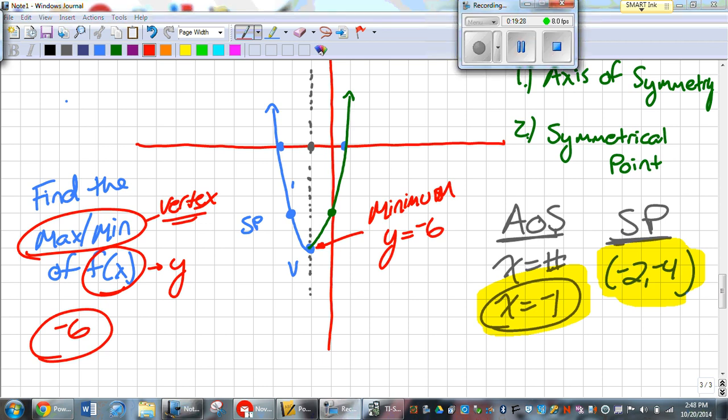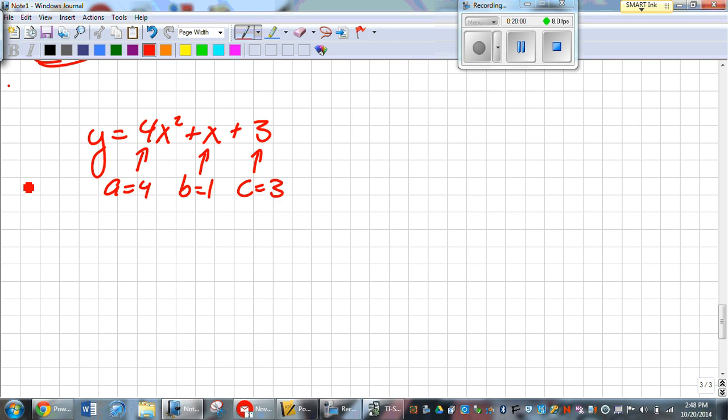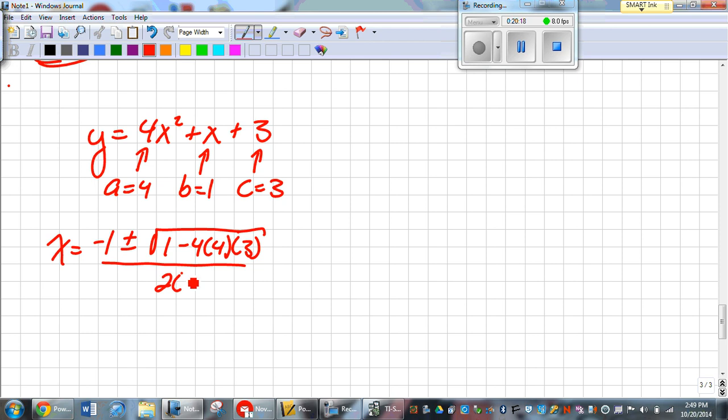Now, as you're working on this worksheet, you have some situations that could arise. For example, what happens if I was working on this problem: 4x squared plus x plus 3. When you were doing the quadratic formula, my a value is 4, my b value is 1, and my c value is 3. So as I plug these numbers in, x equals the opposite of b plus or minus the square root of b squared, which is 1, minus 4 times a times c, all over 2a, or 2 times 4.